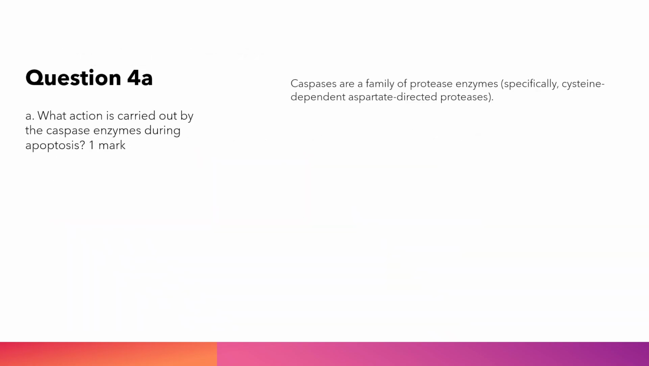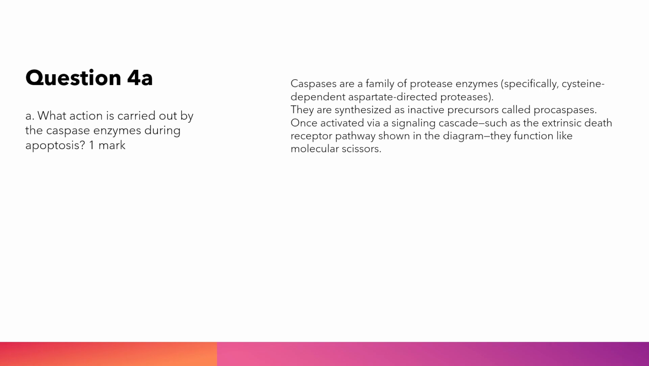Caspases are a family of protease enzymes, specifically cysteine-dependent aspartate-directed proteases. They are synthesized as inactive precursors called procaspases. Once activated via a signaling cascade, such as the extrinsic death receptor pathway shown in the diagram, they function like molecular scissors. Pedagogical logic ladder, syllogism for students.